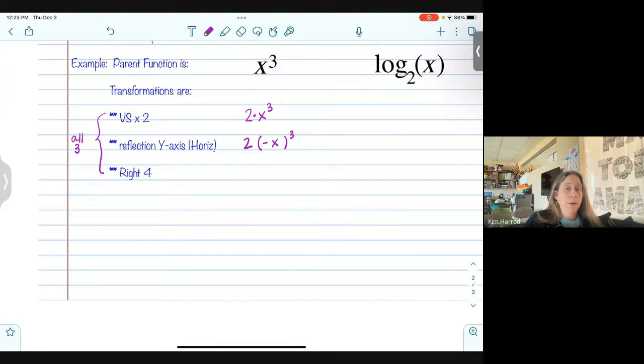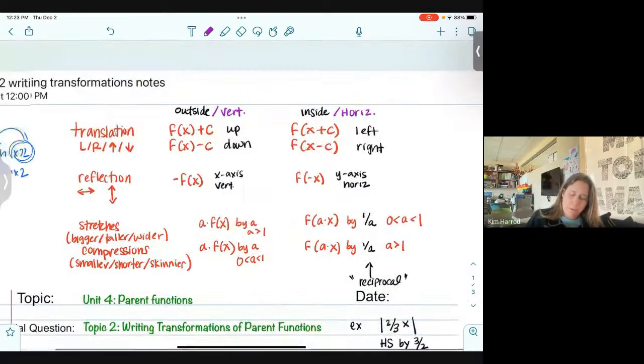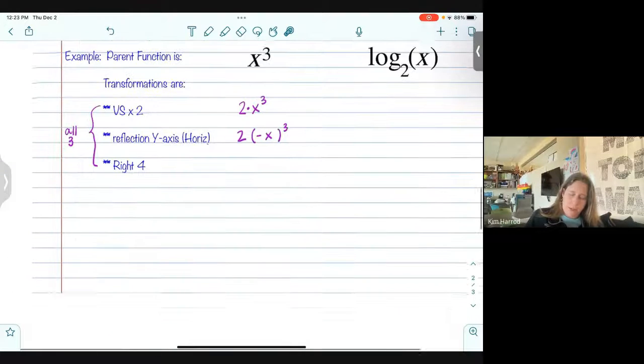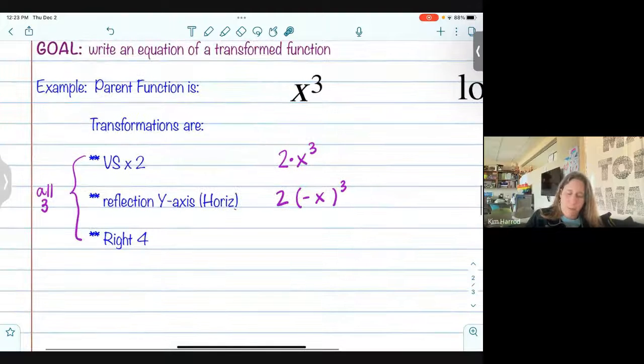All right, now we also have to make it go right 4. All right, so let's go back. Right 4. The negative sign is also going inside the parentheses in order to get that to happen. All right, so an intentional example here.